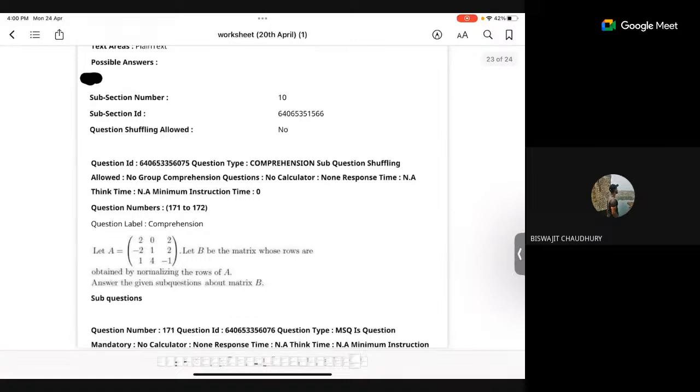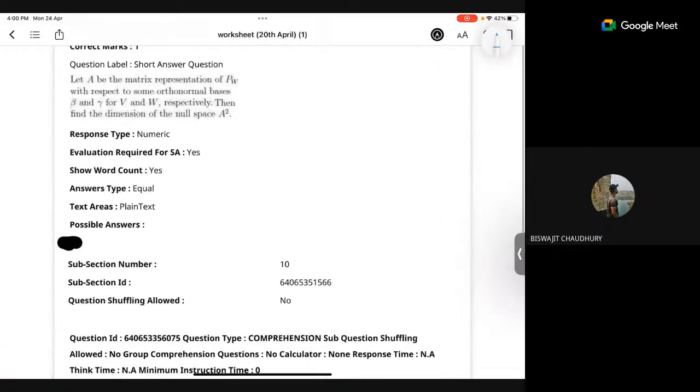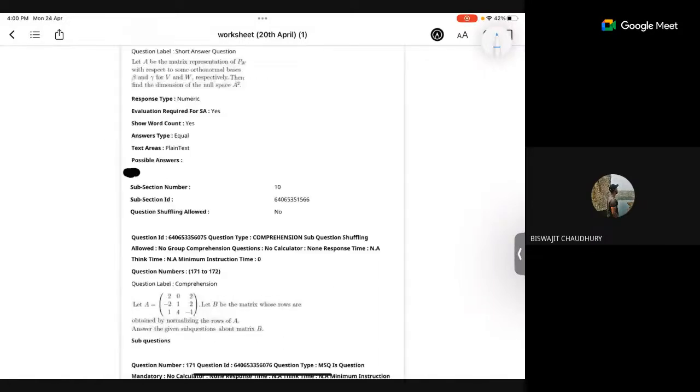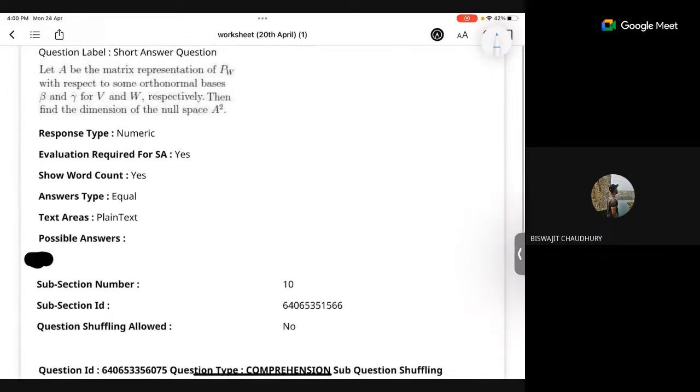Okay, so see here, it is given that A is the matrix representation of PW with respect to some orthonormal basis beta, and we need the dimension of the null space of S. Normally, for the projection matrix, you just need to remember this property.